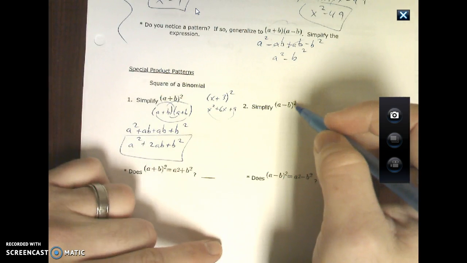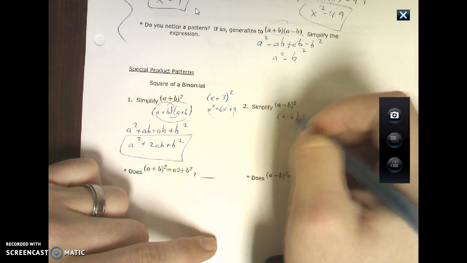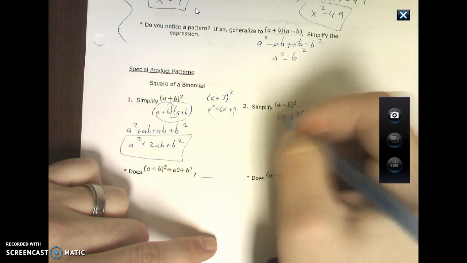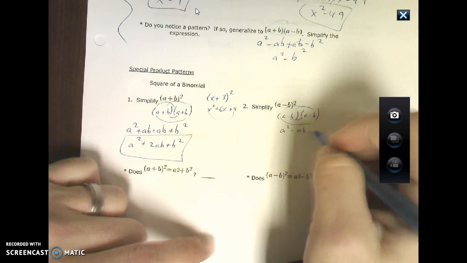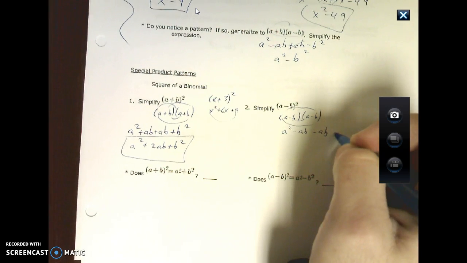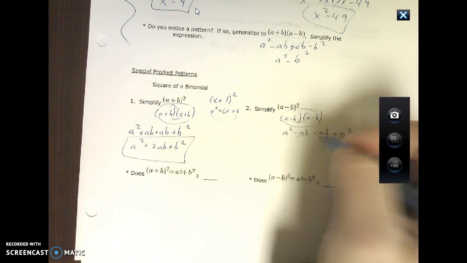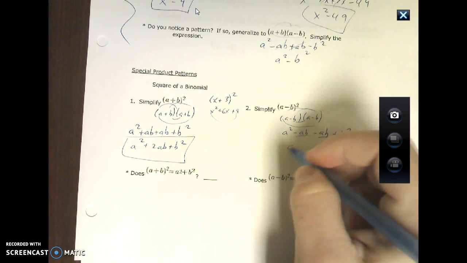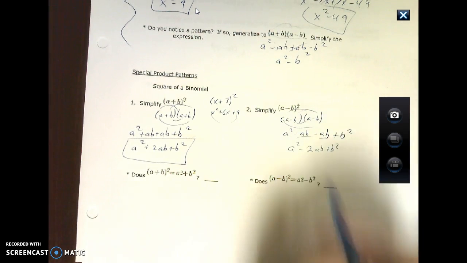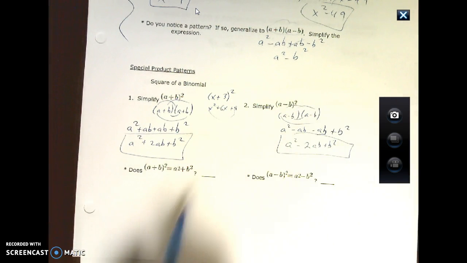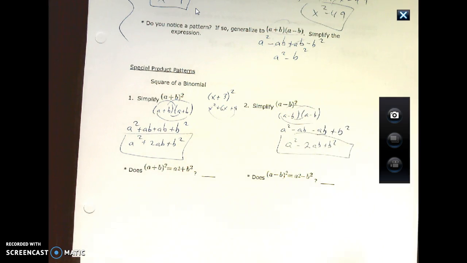We're going to see much the same over here. Foiling it out. a squared minus ab plus b squared. Okay? These two combine together. a squared minus 2ab plus b squared. Alright, there's my special pattern. The only thing that changes between the two of these is that if it's plus, it stays plus in the middle. If it's minus, it goes to minus.